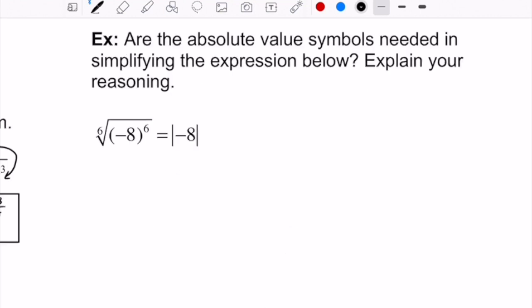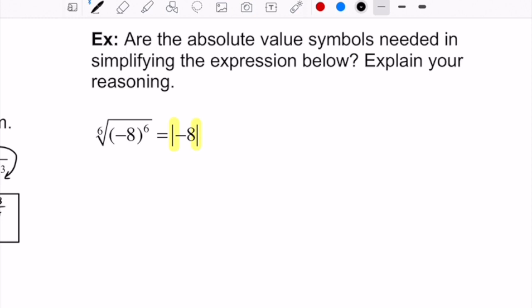All right, the last example on this page is a little bit tricky. Are the absolute value symbols needed in simplifying the expression below? Explain your reasoning. So the sixth root of -8 raised up to the sixth power equals the absolute value of -8. You're being asked to come up with an argument about whether these absolute value bars on the -8 are necessary. -8 raised up to the sixth power would give you a positive number, and then the sixth root of that positive number would yield +8.